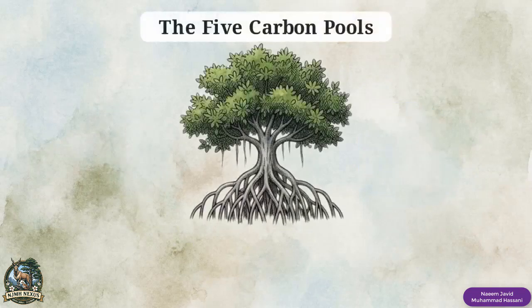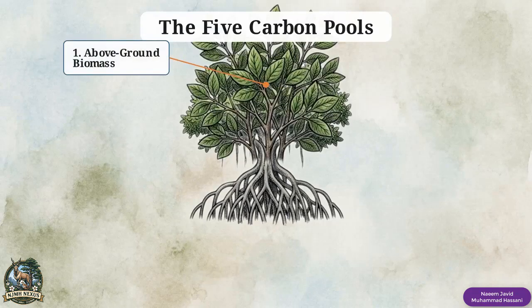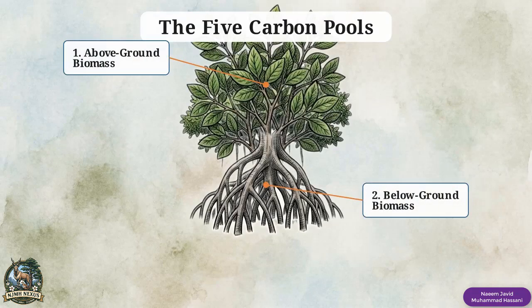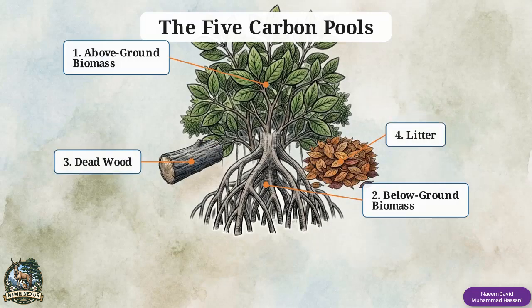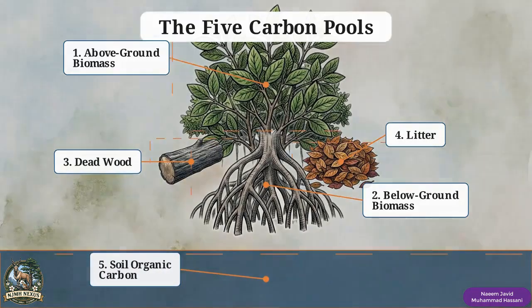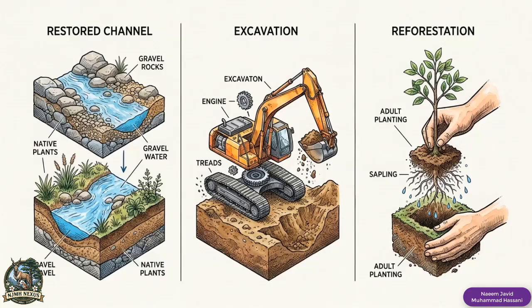It also mandates the measurement of 5 distinct carbon pools across the project area: above-ground biomass, below-ground biomass, dead wood, litter, and soil organic carbon. The restoration activities that qualify under VM0033 fall into 3 operational categories: hydrological management, sediment management, and vegetation management.